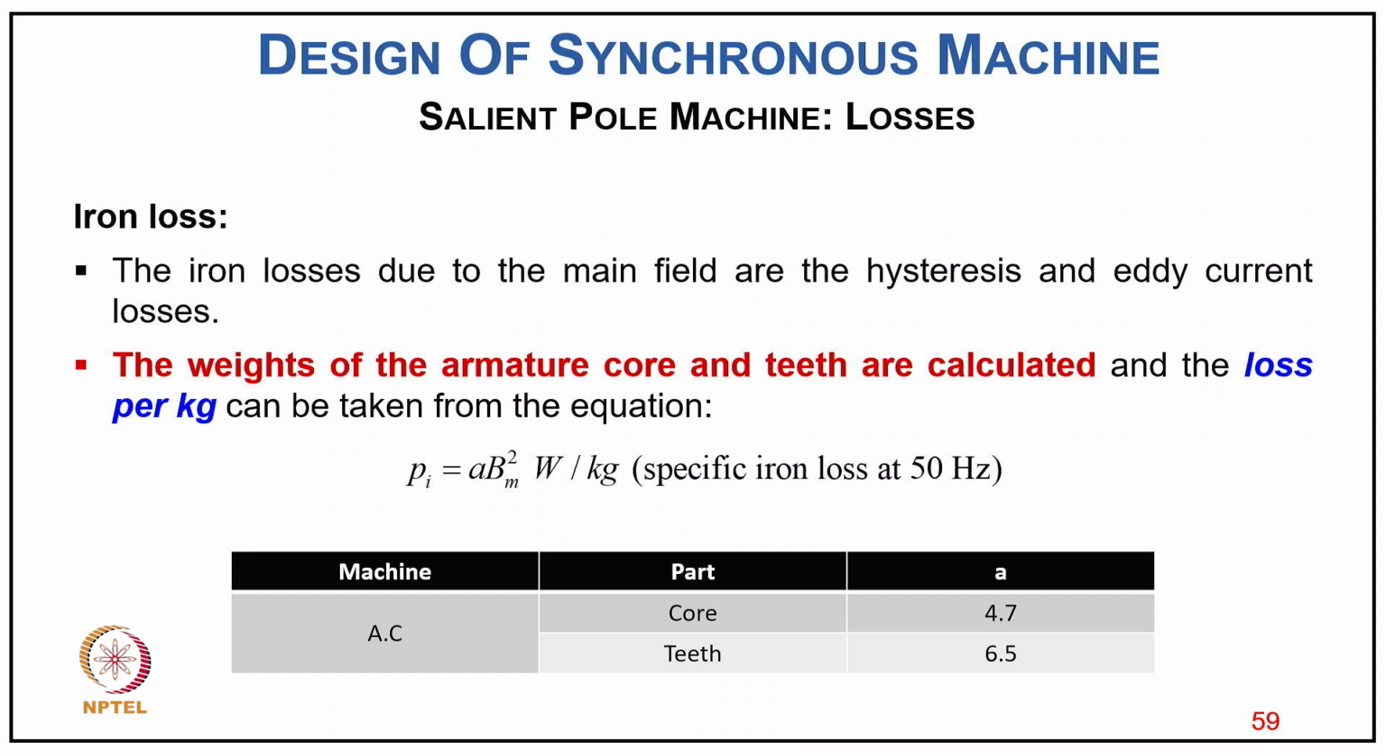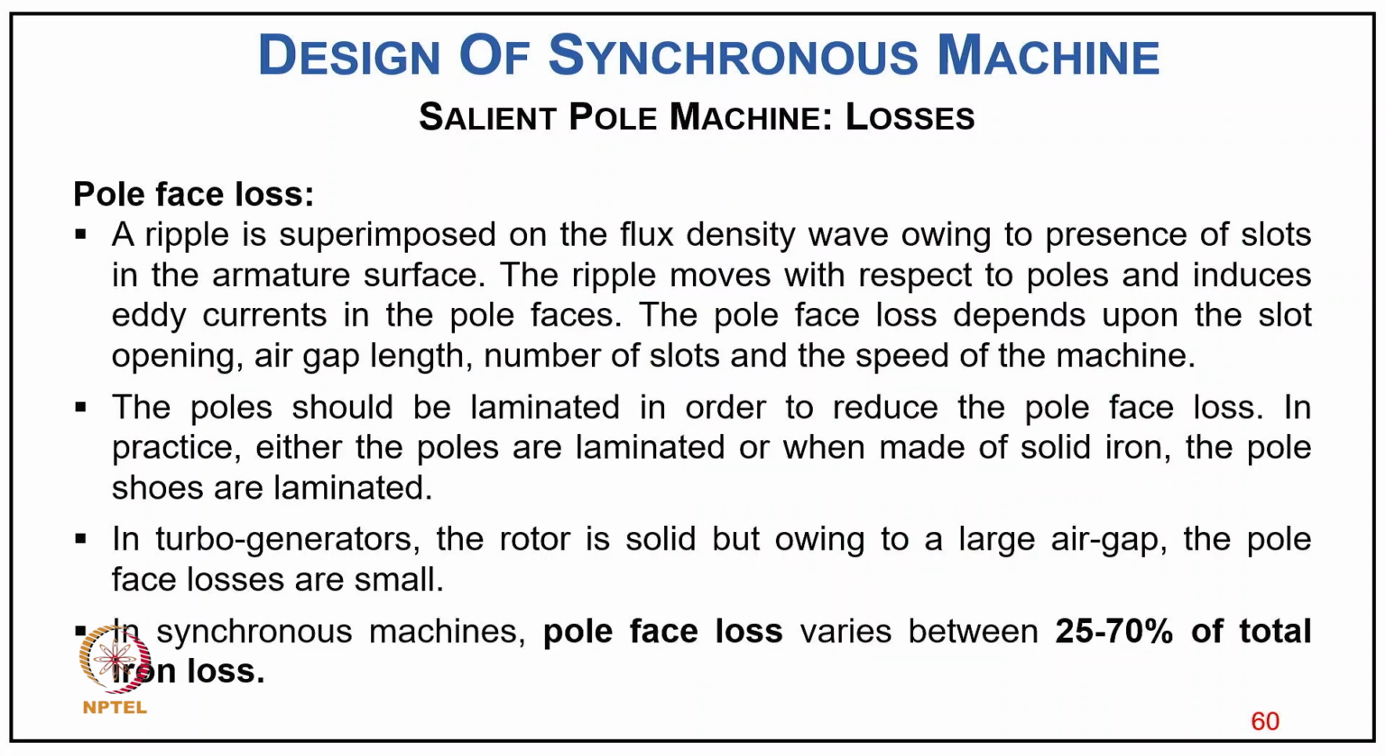Now coming to iron loss, the iron loss is due to the main field and consists of hysteresis and eddy current losses. The weights of the armature core and teeth are calculated, and loss per kg can be calculated from the equation p_i equals A B_m square watt per kg, specified as iron loss at 50 Hz. And here for an AC machine, you have a two-part core and teeth, and this coefficient A is 4.7 and 6.5.